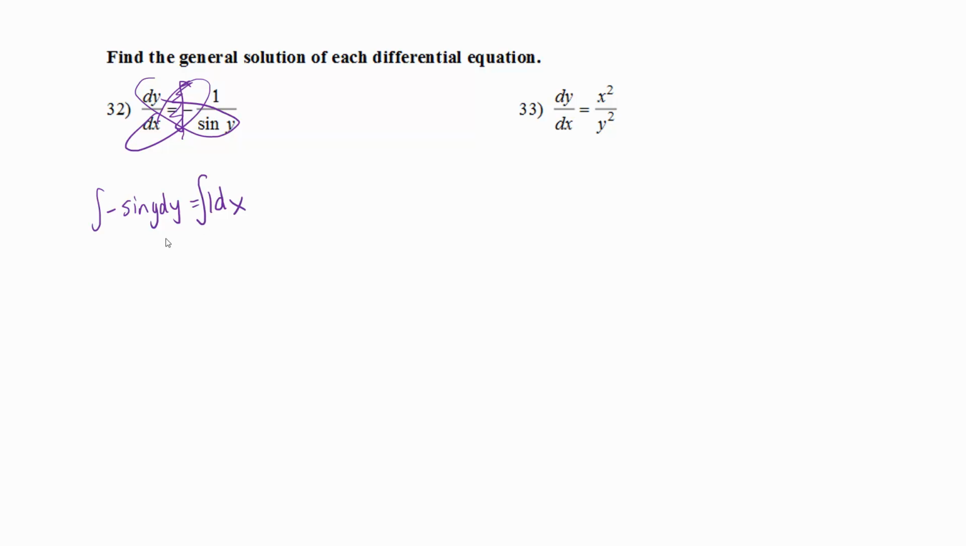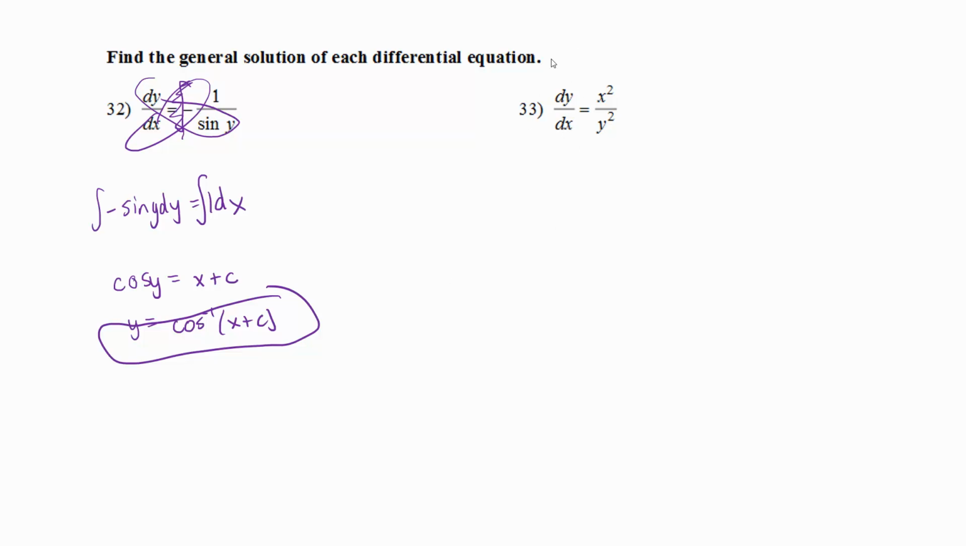Now we're ready to integrate. When I integrate negative sine y, I get cosine y. And when I integrate 1, I get x, and I'm going to put a plus c. Now to solve this for y, we do the inverse cosine of both sides. So that gives us y equals the inverse cosine of x plus c. And we're solved for y, so there's nothing else we can do. I'm sorry that I just totally went through that by accident. That's kind of bad. But that's how you do that problem. They didn't give us any numbers to plug in, so that's why I didn't plug any numbers in.